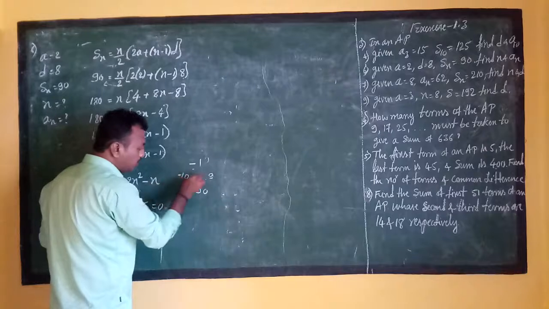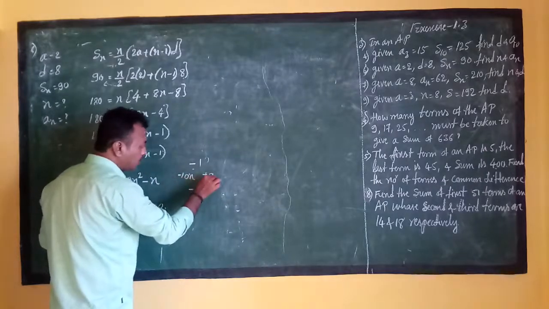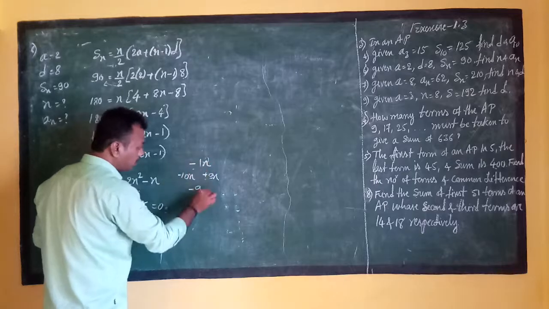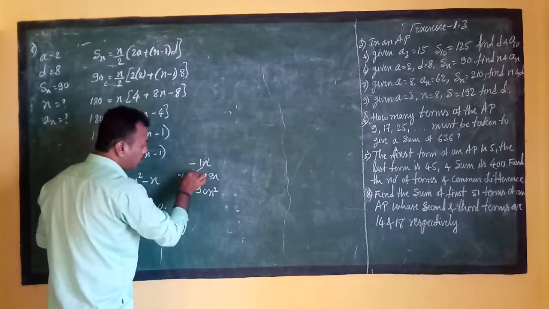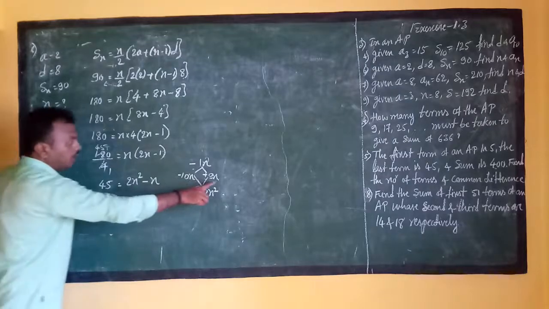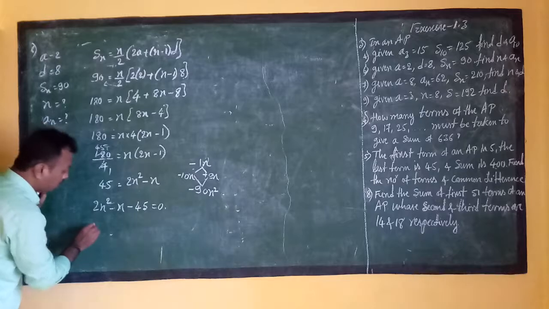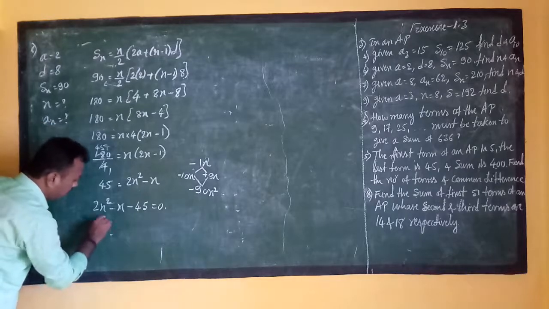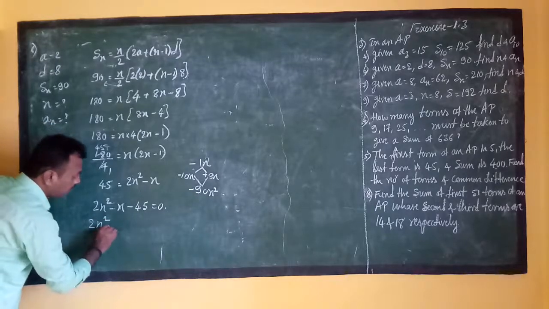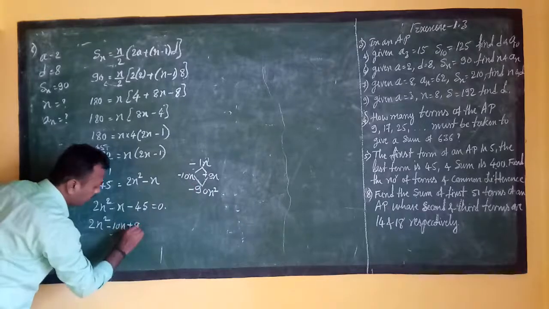This is minus, this is plus. Minus into plus, minus. So this is n and this is also n. This is n, this is n square. So, in very simple terms, minus 10n and plus 9n are the roots of the quadratic equation. So we have to apply here 2n square minus 10n plus 9n.